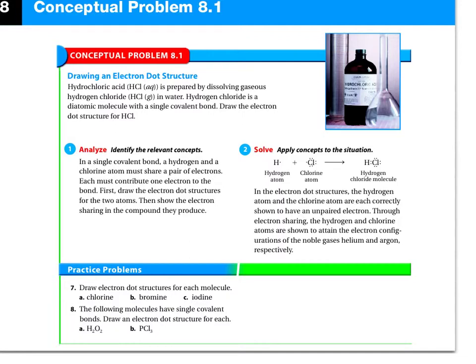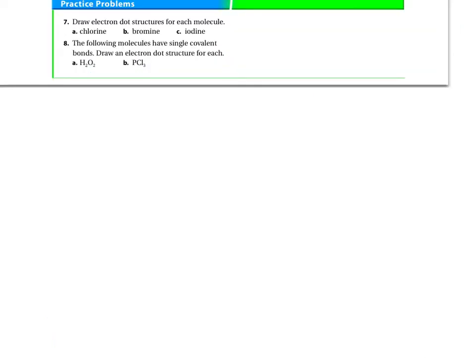Okay, we've done quite a few examples here. I would like you guys to do these, so stop the video and do these in your notes. Okay, just to see if you did some of this right.